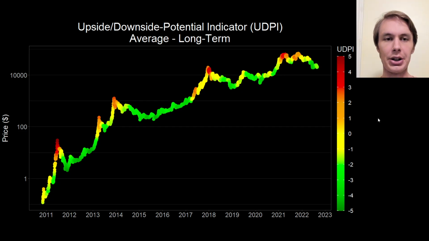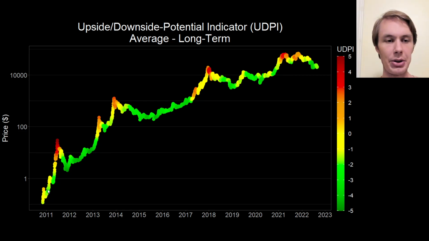So I'm going to flip over here to the average, in this case, long-term UDPI. The long-term version of the UDPI tracks moves that play out over multiple months. It's more macro in its focus. And just for reference, I'm keeping the Bitcoin price here just because it's the asset that's been around the longest, Bitcoin being the first cryptocurrency in existence. It has the longest price history, etc.